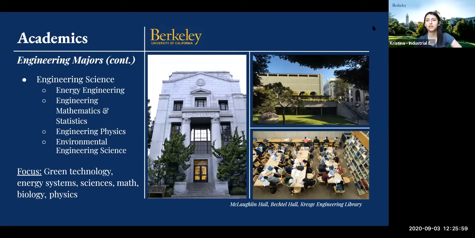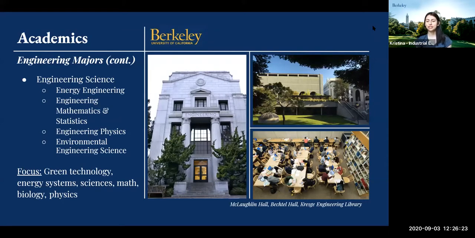Another subset of engineering majors that we have is our engineering science. They have energy engineering, energy mathematics and statistics, engineering physics, and environmental engineering science. So we have the civil and environmental engineering major, but we also have a completely separate engineering science major as well for those that don't want the civil engineering aspect of it.